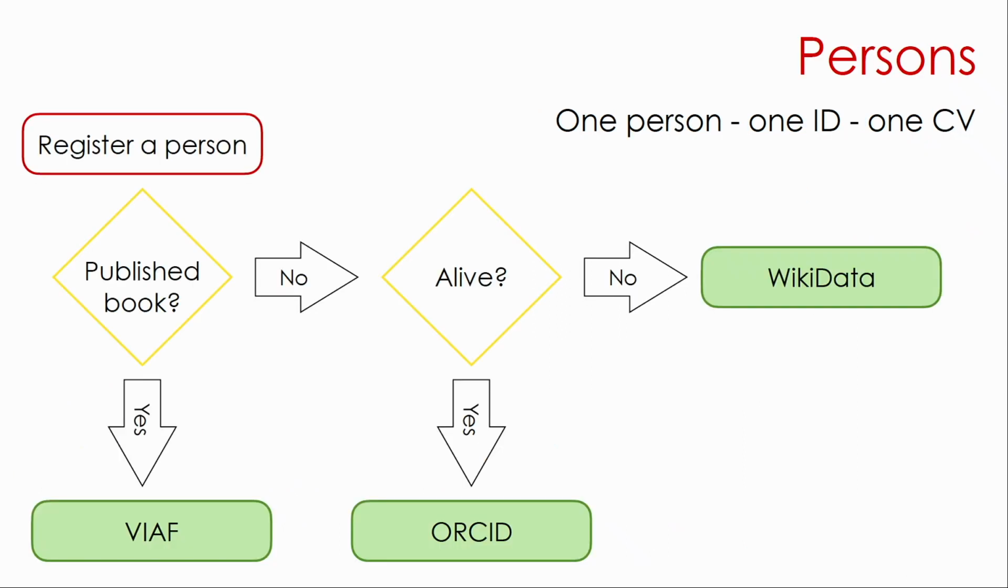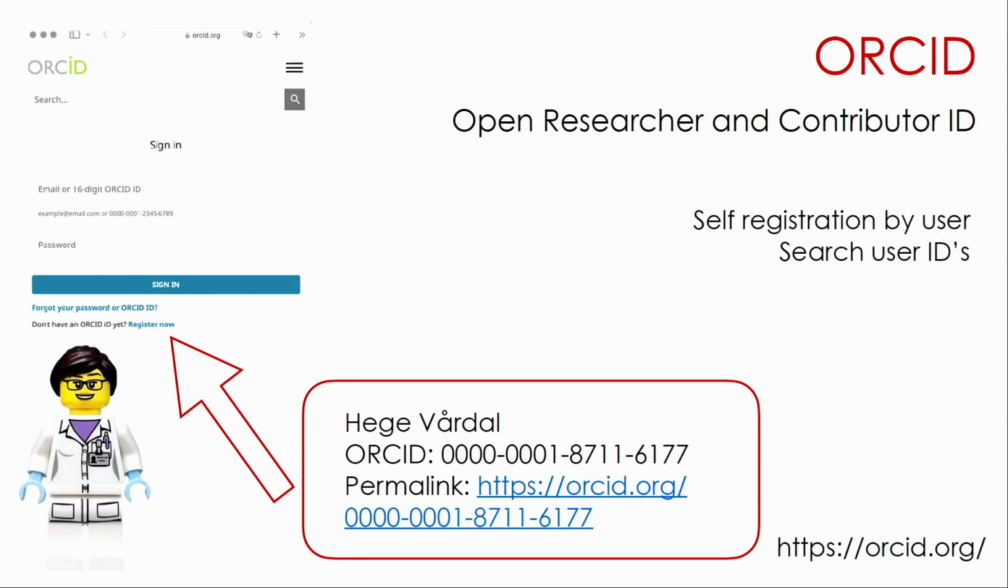If it's not a published book, but the person is alive, you can register yourself on ORCID. I would highly recommend you, if you didn't do that yet, do it. It's a 5-minute thing. You go there, you register, you get your ORCID number, and then you can put all the data you think is important for other researchers there. It can be your CV, it can be nothing but a publication or just your name and your affiliation. So that helps a lot.